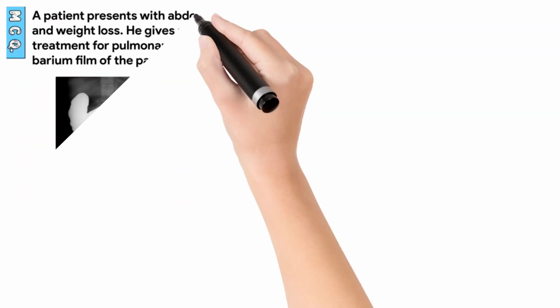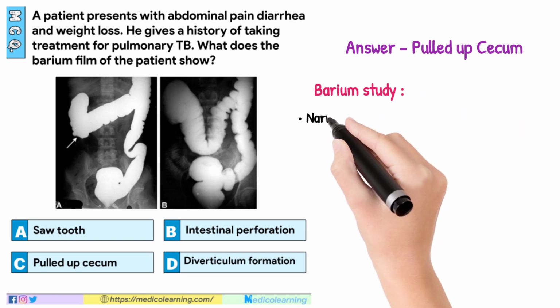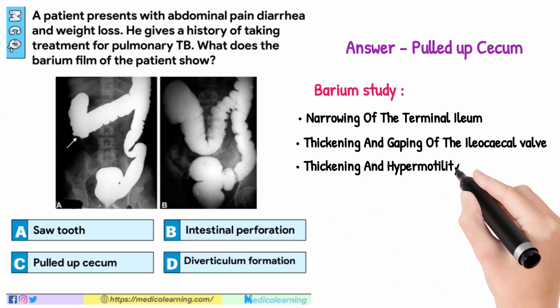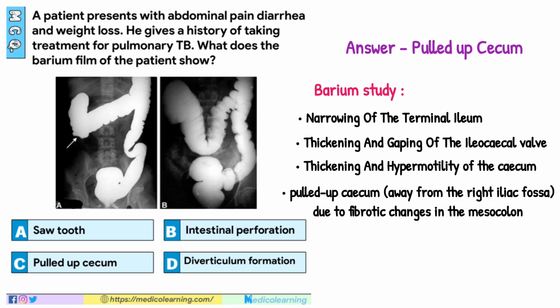In this question, answer is pulled up cecum. Barium study shows narrowing of the terminal ileum, thickening and gaping of the ileocecal valve, thickening and hypermotility of the cecum, and pulled up cecum, away from the right iliac fossa, due to fibrotic changes in the mesocolon.